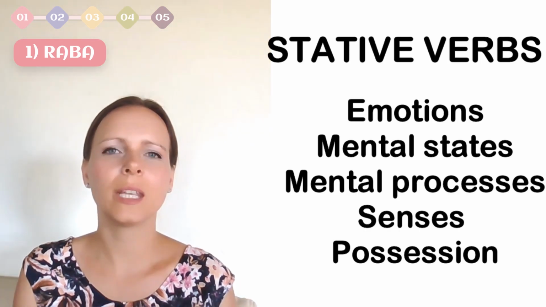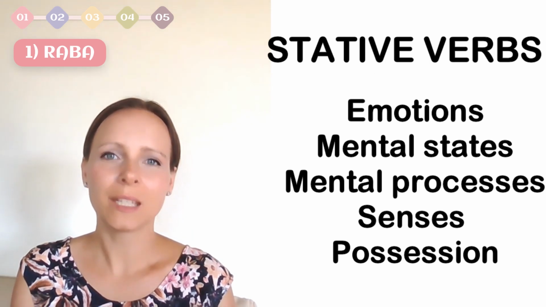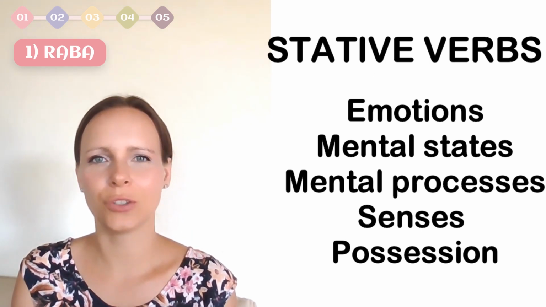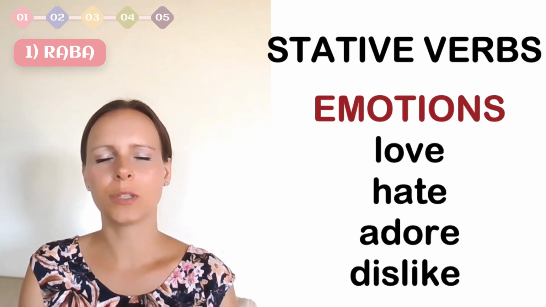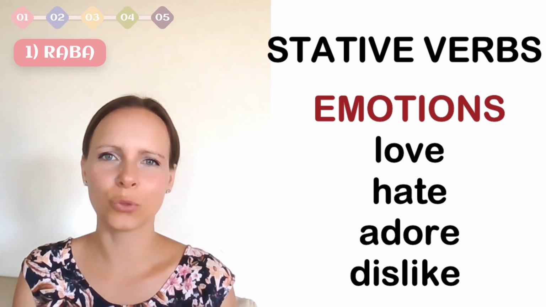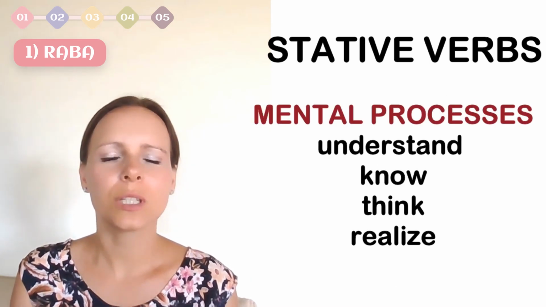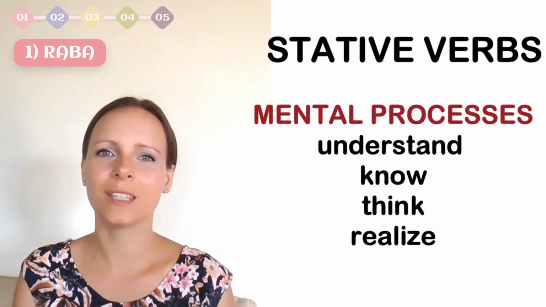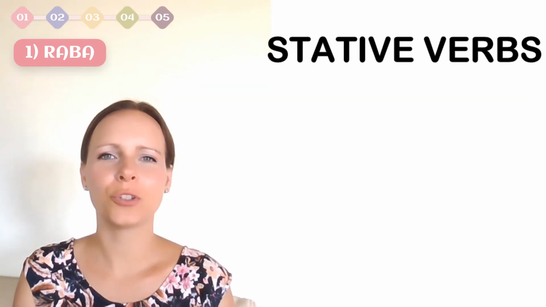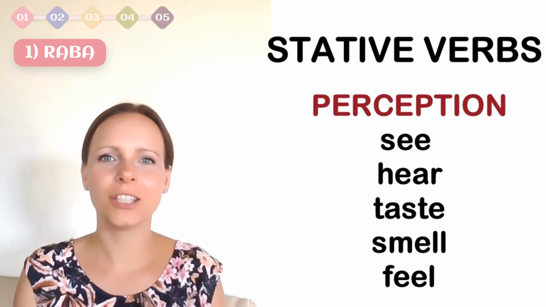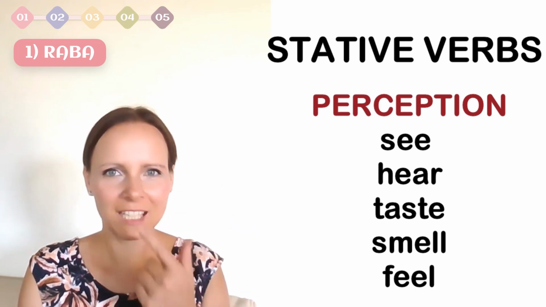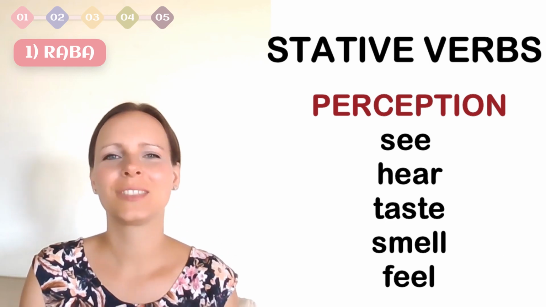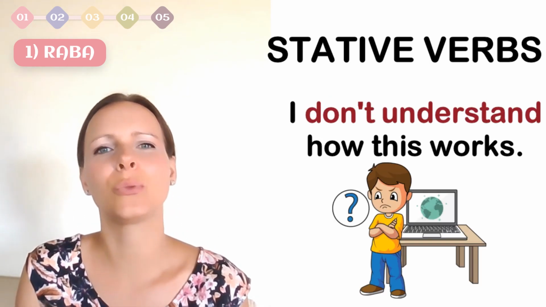Stativni glagoli. With certain verbs that are usually in the simple and not continuous tenses. These verbs are stative verbs and they express emotions, mental states, senses, and possession. For emotions, we have verbs like love, hate, adore, dislike. For mental processes, we have understand, know, think, realize. And the verbs of perception are see, hear, taste, smell, feel.